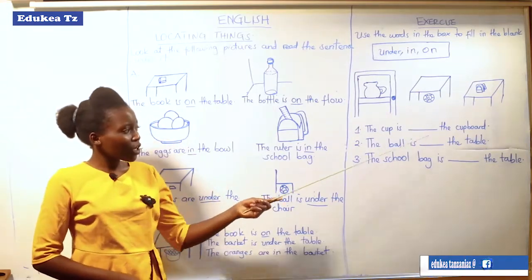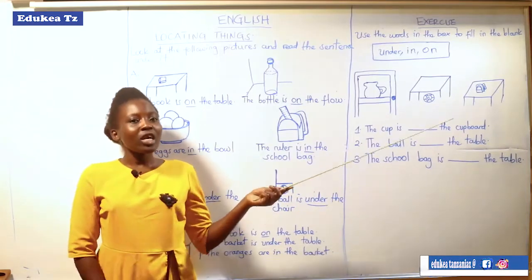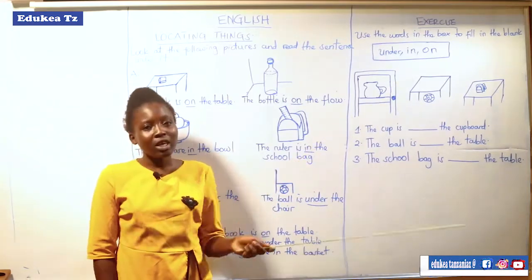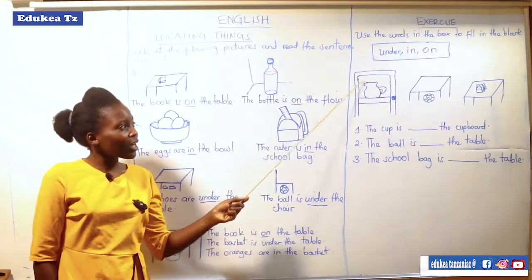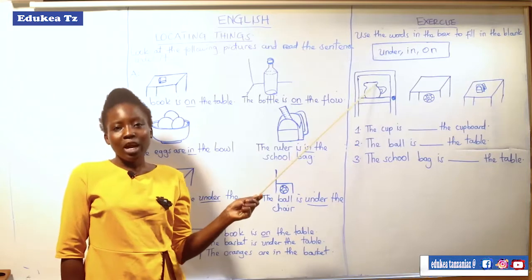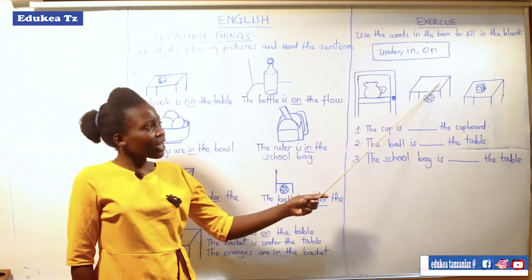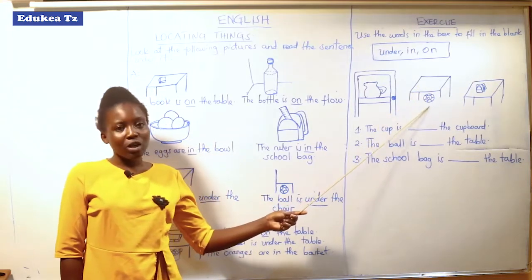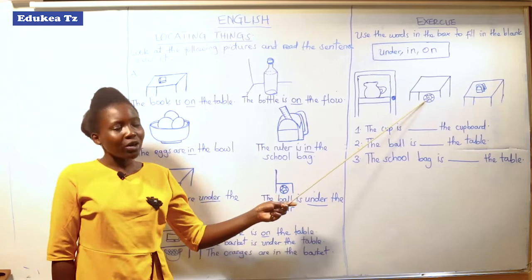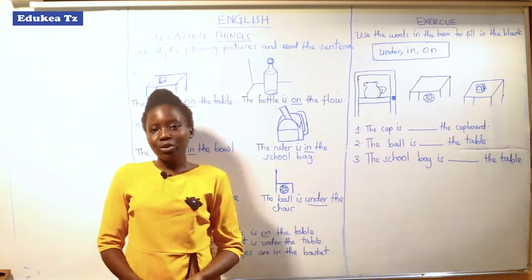We have three questions over here. Before answering our questions, let us look at these pictures here. If we start with the first picture, it shows us a cupboard with a cup inside the cupboard. The second picture, you can see there's a table and a bowl. The third picture, there's a table and a school bag on it.